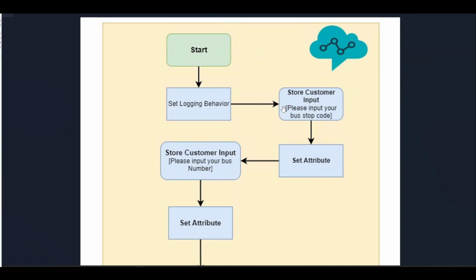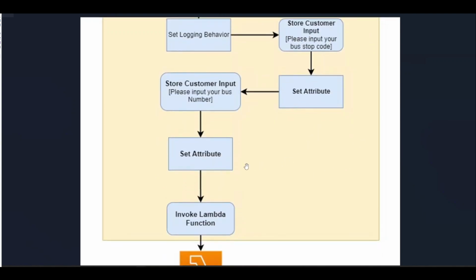Then I'm using a store customer input to get the bus stop code from the caller. In the Amazon Connect environment, the caller is called a contact. Each and every call is a contact. So I'm going to play, please input your bus stop code. Once the caller inputs the bus stop code, I'm saving that to a bus stop code attribute. Then again I'm going to ask, please input your bus number. Here I'm using a store customer input and saving that to an attribute called bus number.